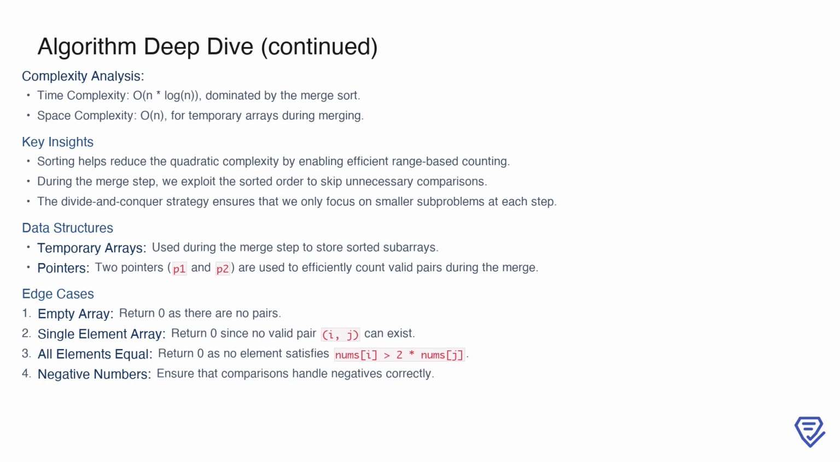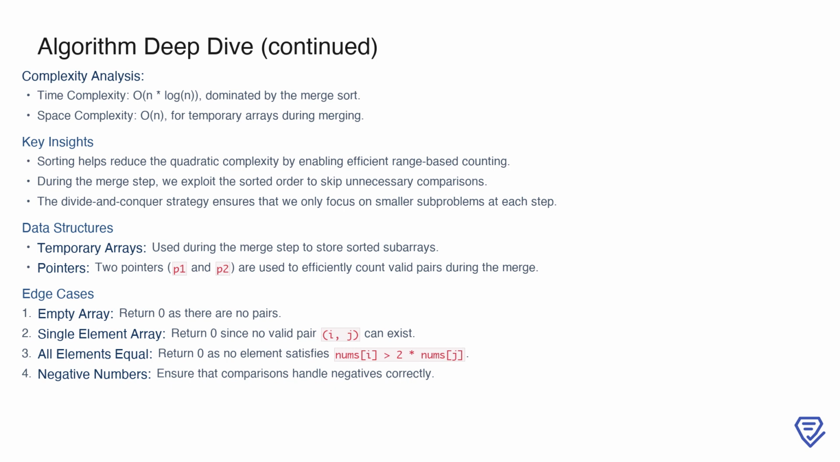The efficiency of this approach comes from the fact that sorting the array reduces the number of comparisons needed to count valid pairs. During the merge step, the sorted order allows us to efficiently skip unnecessary comparisons by advancing pointers based on the condition. This divide and conquer strategy breaks down the problem into smaller, more manageable subproblems, making it significantly faster than the brute force method for larger arrays.